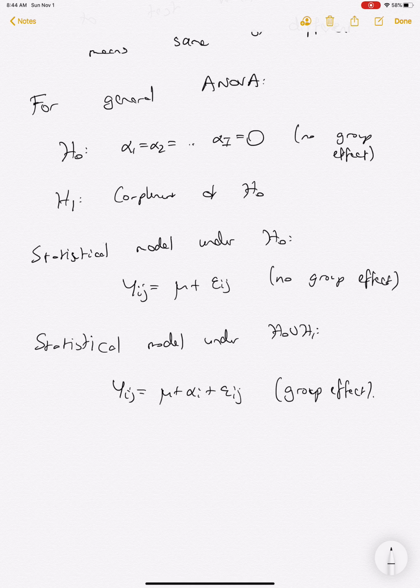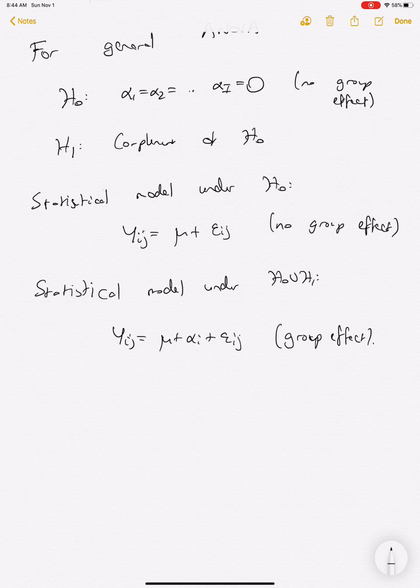Okay, so the question is, how can we develop a good test for this? So intuitively, you can just look at the alpha hat I's and see if they're close to 0. But there's actually I of them, so it's a little bit hard to think about what that test might look like.